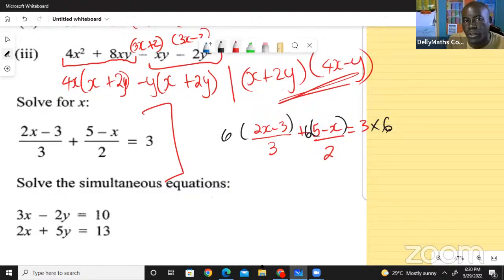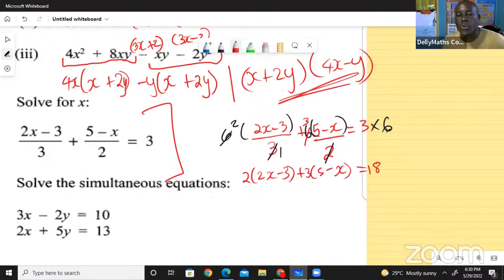Now, the reason why we had to use this 6 is because we want to cancel. So 3 into itself 1 time, 3 into 6 2 times, 2 into itself 1 time, and 2 into the 6 3 times. Let me write this down before I start doing any form of distribution. So after we have canceled, we are left with 2, open bracket, 2x minus 3, plus 3 into 5 minus x, and all of that is equal to 18.